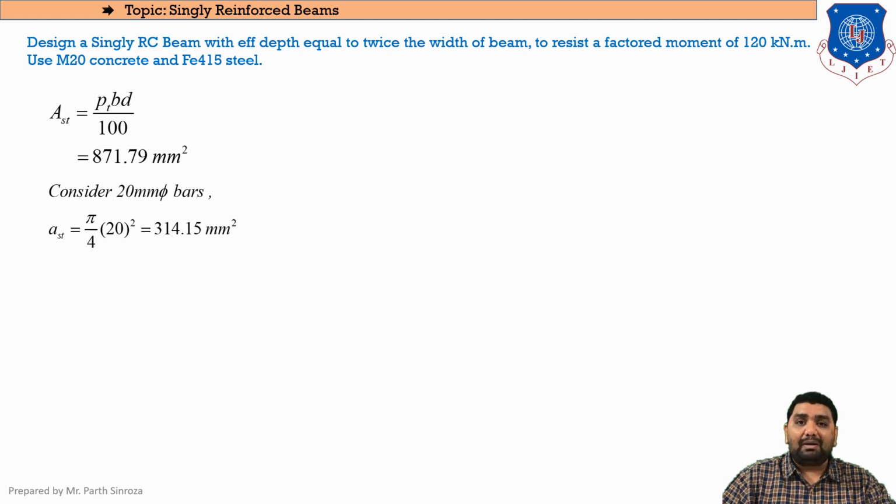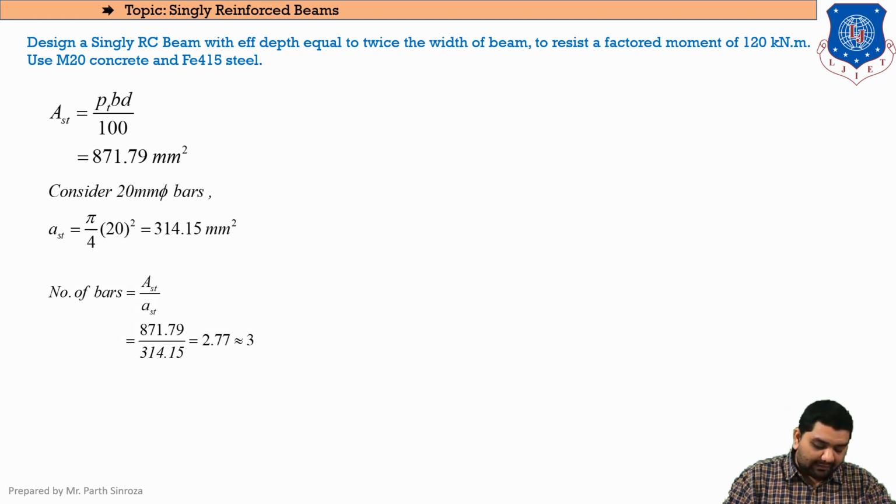Now we need to find the number of bars. That means one bar of 20 mm diameter gives the area 314.15 mm square. The total area that is to be provided is 871.79. So how many bars are to be included? For that, the number of bars will be equal to capital AST divided by small ast. In this case the answer comes out to be 2.77.